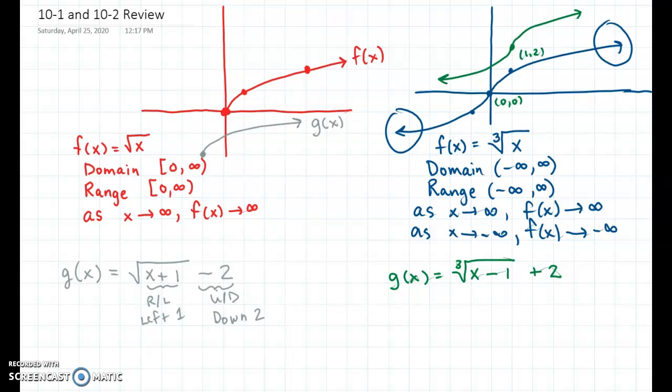So that's how translations work with the square root and the cube root function. Your job on this test will be to understand A, which graph is a square root, which graph is a cube root, and B, how to translate those graphs. The next video is going to go over average rate of change for these functions, so I'll stop here so that it's not too long for you.